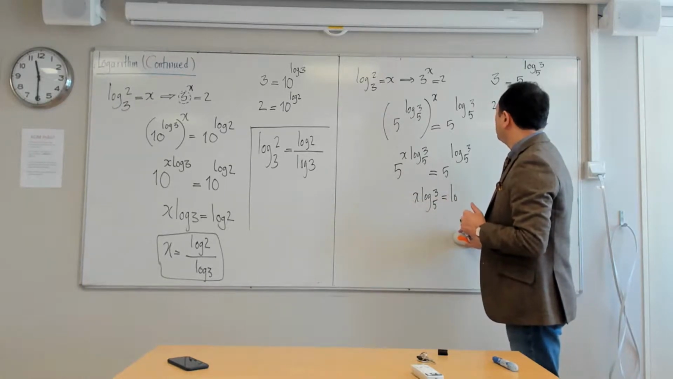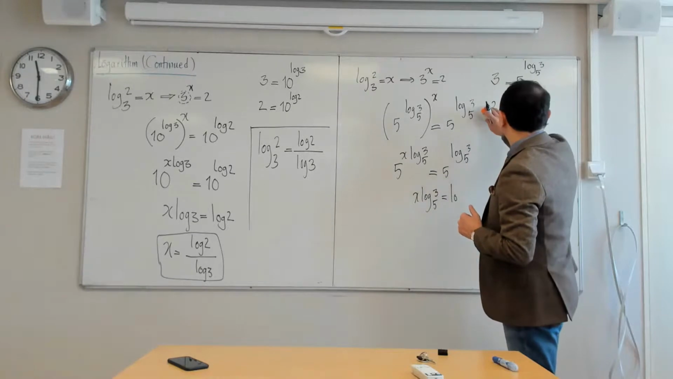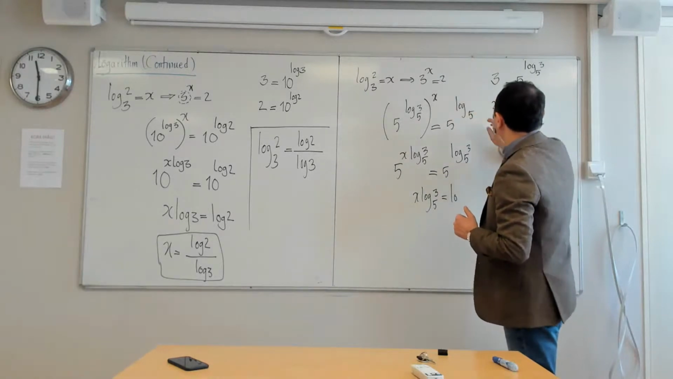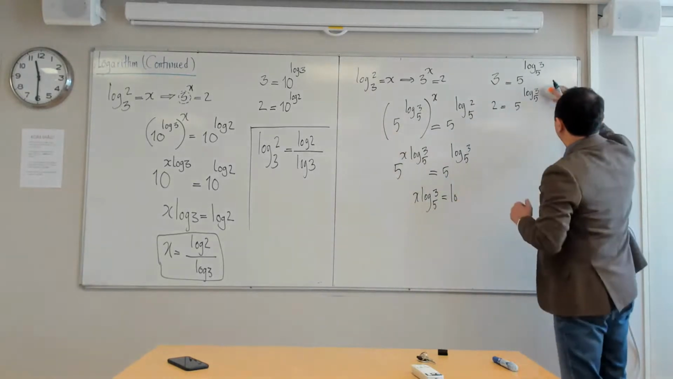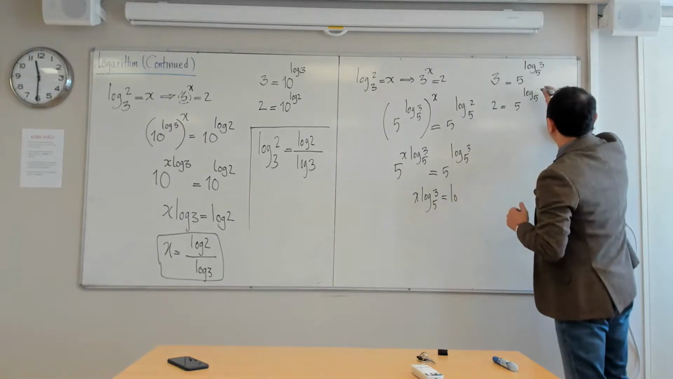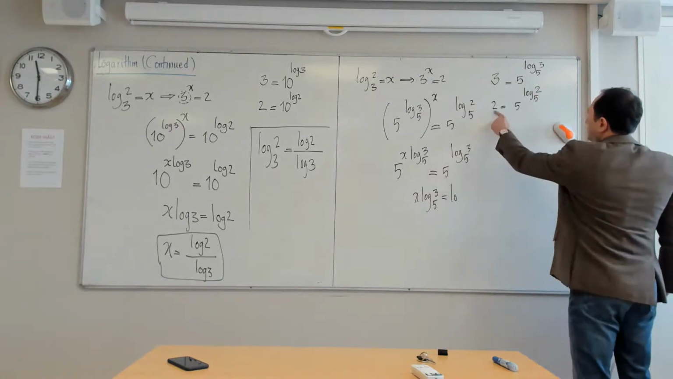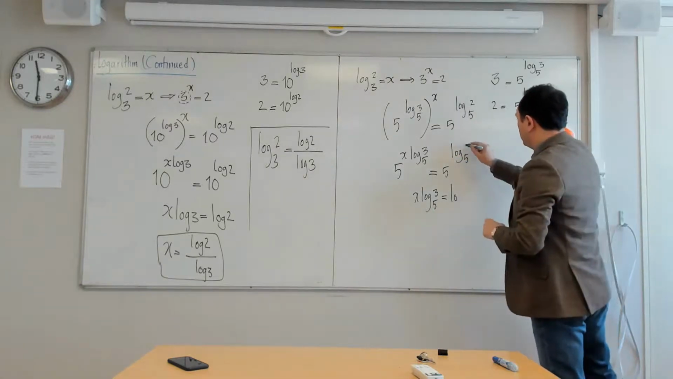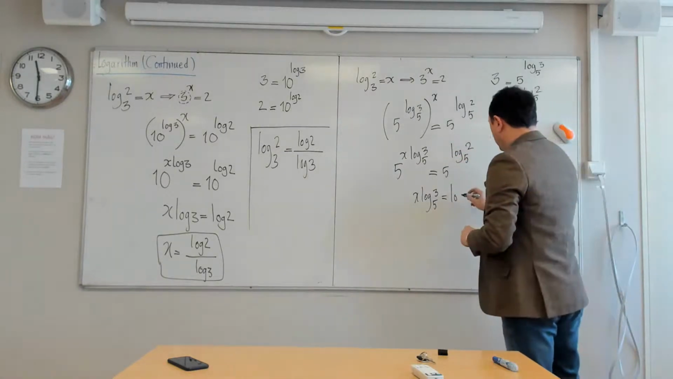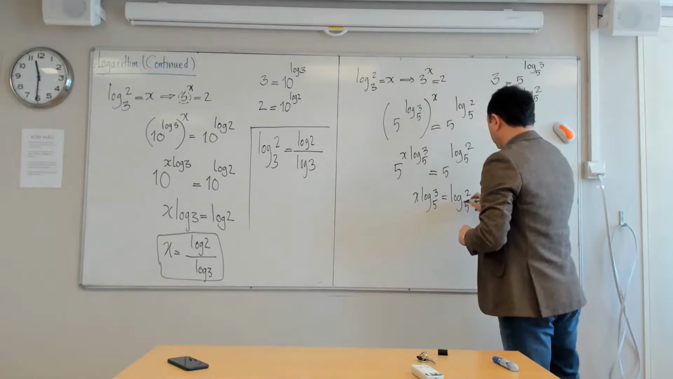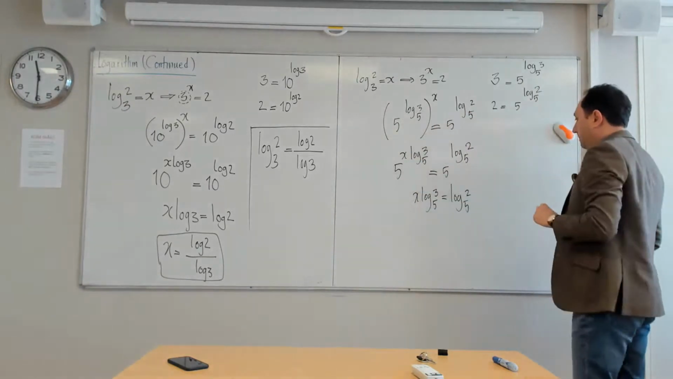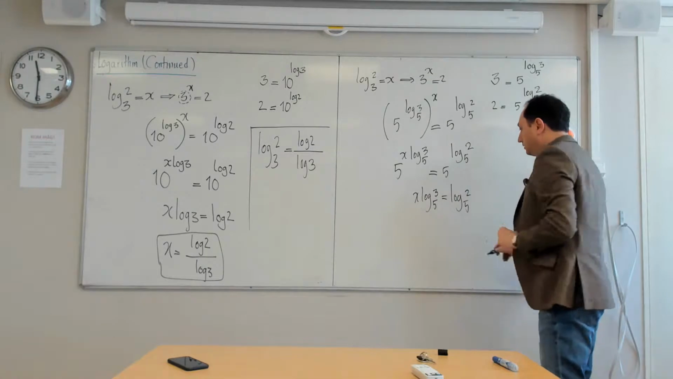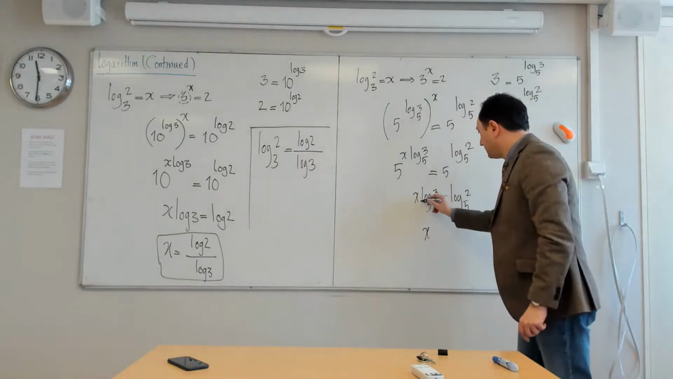I made a small mistake somewhere. Yes, you didn't point it out. This is 2, sorry. I don't know why I wrote 3 here. Nobody complained. So it's 2. I have to write 2 here, sorry. So this is 2, and this is also 2. Yes. And now I want to make x alone, so I divide everything by this guy.